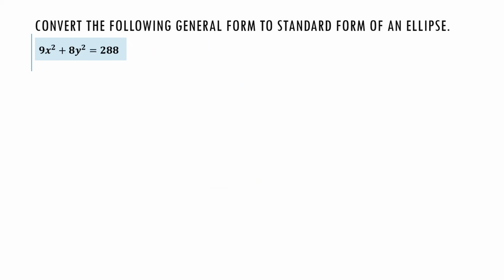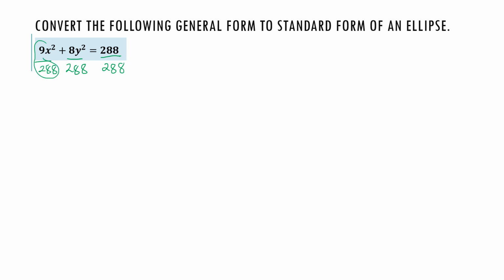Now let us do the other way around. Let us convert the general form to standard form. We have the equation 9x squared plus 8y squared is equal to 288. Kung matatandaan ninyo, ang standard form natin ay equals 1. So given ang equation na ito, para maging equal to 1 yung kabila, yes, divide everything by 288. Yan. 288. And then, lowest term.